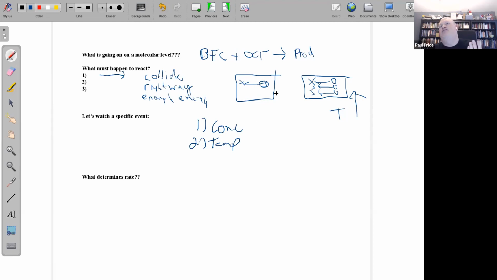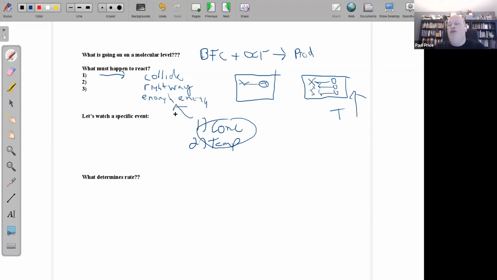And if we increase the temperature, there'll also be more collisions because they're moving faster. Obviously, if there are more collisions, there'll be more with the right orientation. And at a higher temperature, you have a higher fraction of molecules that actually have enough energy to interact as well. So these are the two experimental variables we can mess with. But this is what the molecules are dealing with themselves on a molecular level, okay?